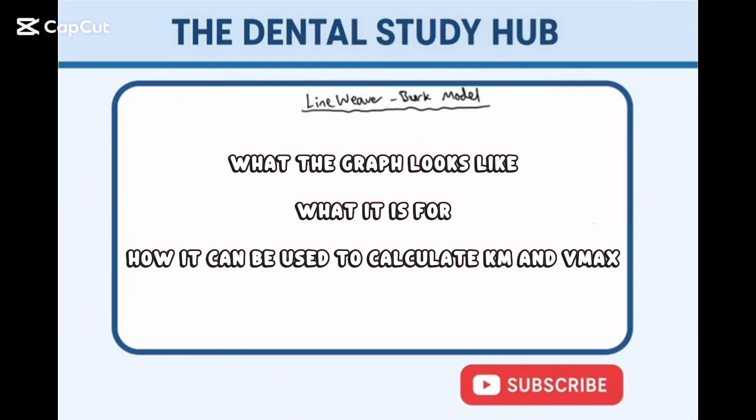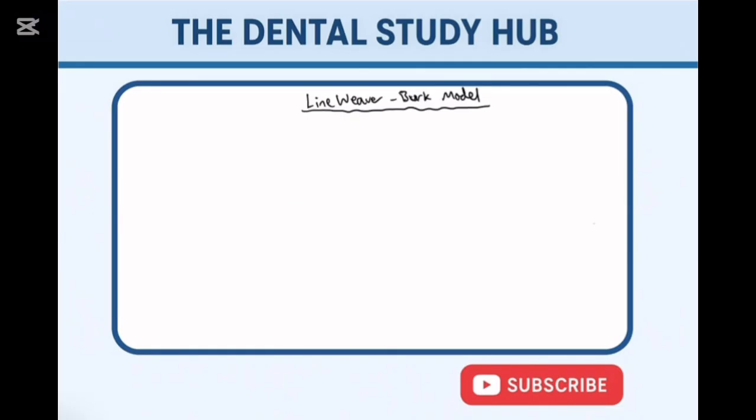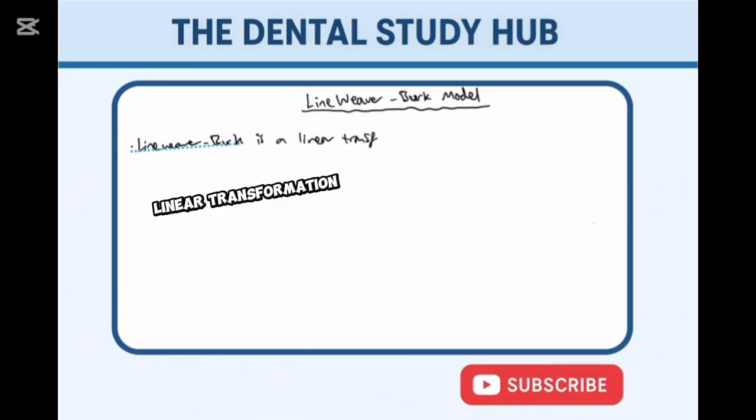Okay, so following on from the Michaelis Menten graph, we're going to cover the Lineweaver-Burk model. So we're going to do what the graph looks like and what it tells us and how we can calculate Km and Vmax. Now the Lineweaver-Burk is essentially a linear transformation of the Michaelis Menten model. And if you remember, we looked at that in the last video. I'll pop a little link in the top right.